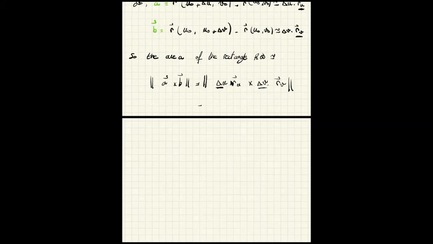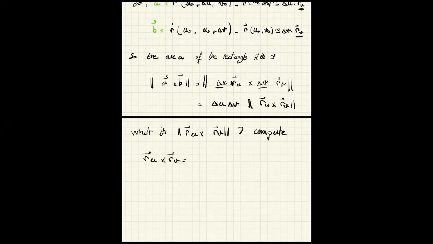And then by the properties of the cross product, you know that if you have scalars, you can take them out. So it's delta U delta V times the norm of the vector r_U cross r_V. Okay. So what is r_U cross r_V? We compute r_U times r_V. What is this?